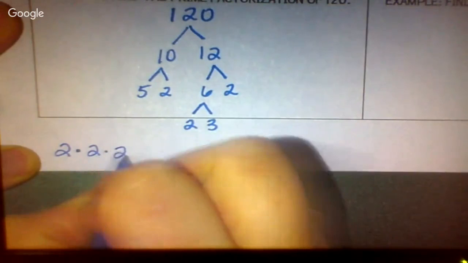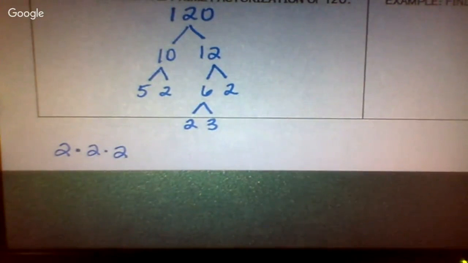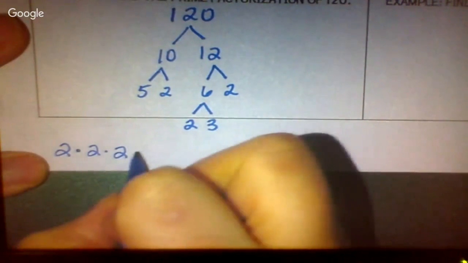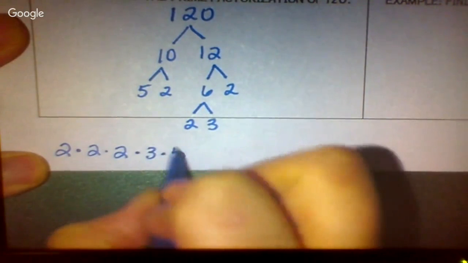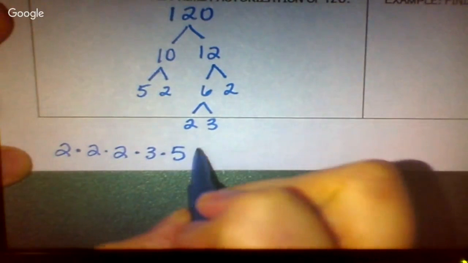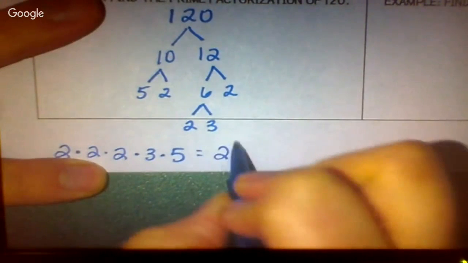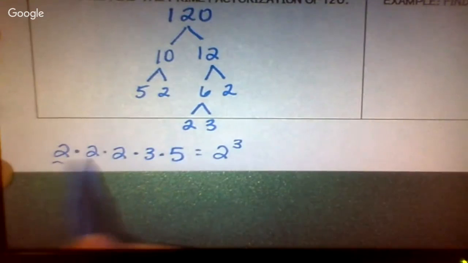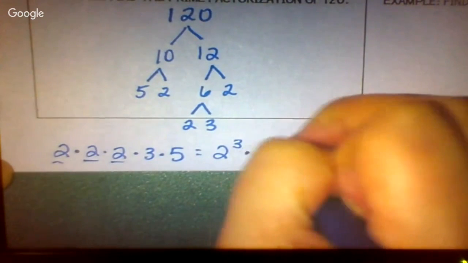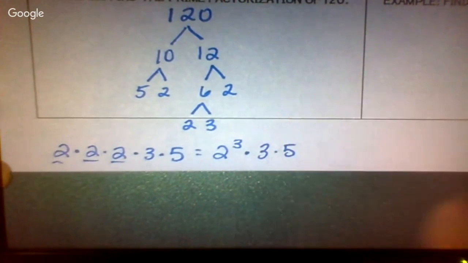And we're finished. So your final answer then should be, oops, let me bring this up a little bit more so you can see, 2 times 2 times 2. Notice I grouped all my 2's together. Times 3 times 5. You may also see this written as 2 to the 3rd, because I have 3 of them, times 3 times 5. Both of those mean the same exact thing.